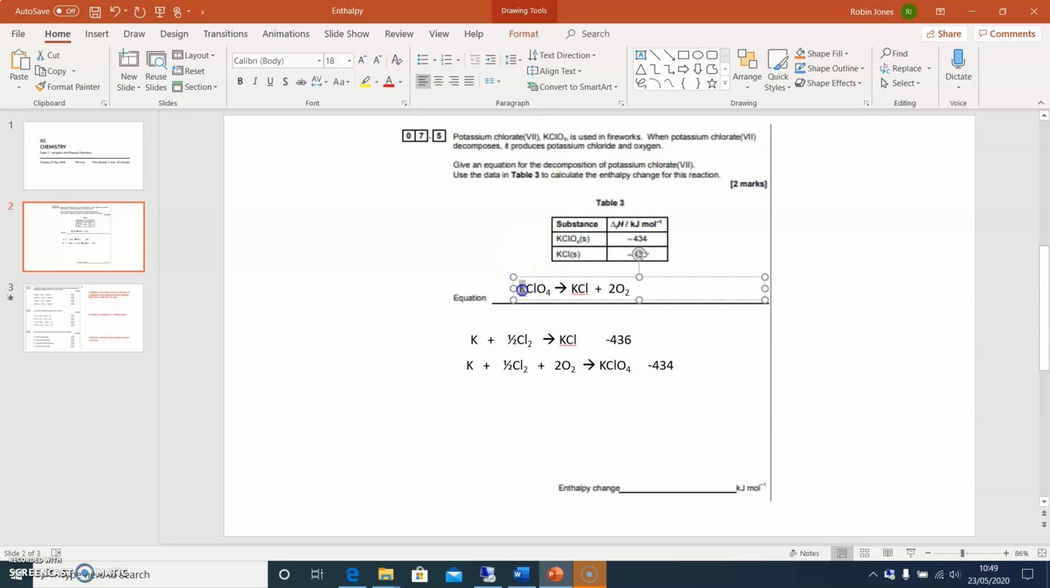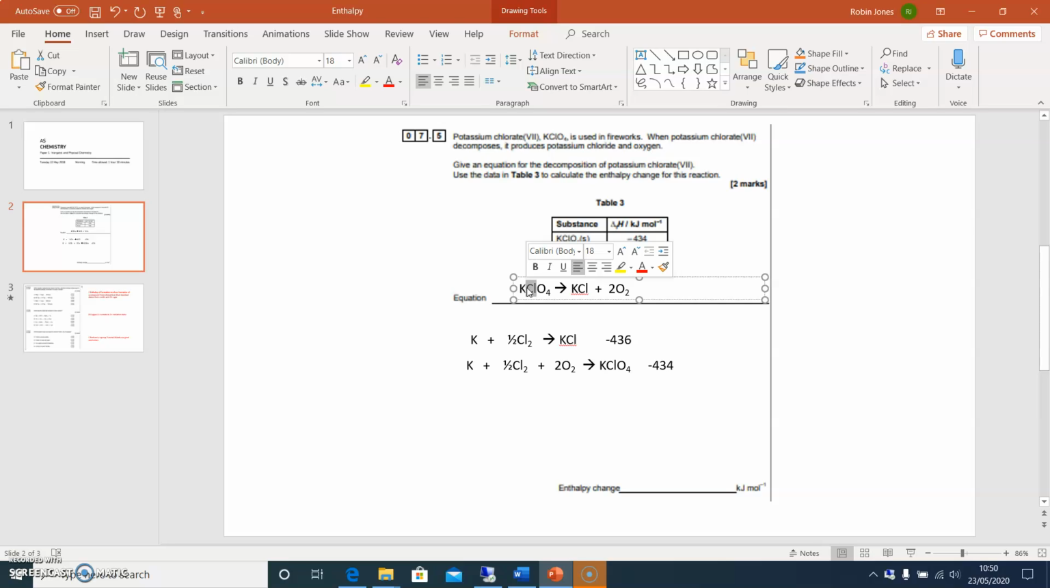The potassium's +1. Oxygen's 4 of them, -2 each. So the Cl is in +7. +1 +7 equals 8, balanced by 4 -2s, which are -8, to leave no charge left over. So the 7 refers to the oxidation state of the Cl. Fine.